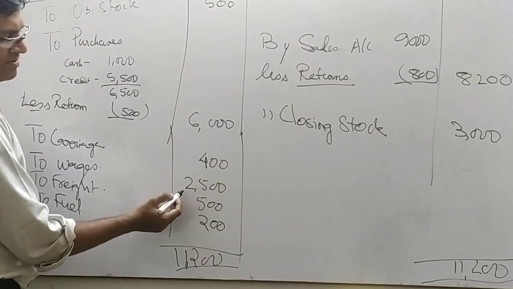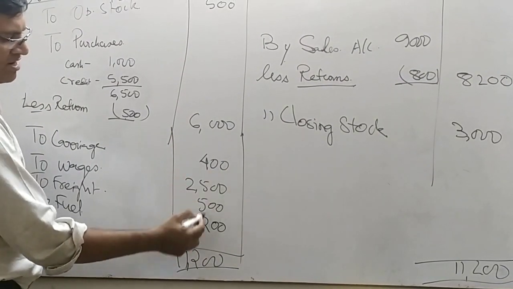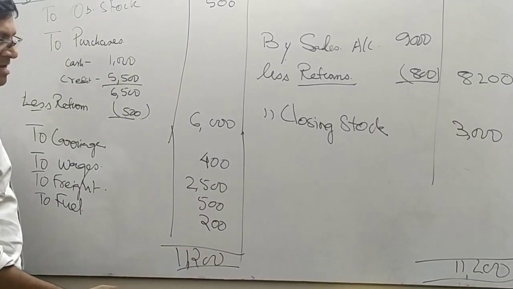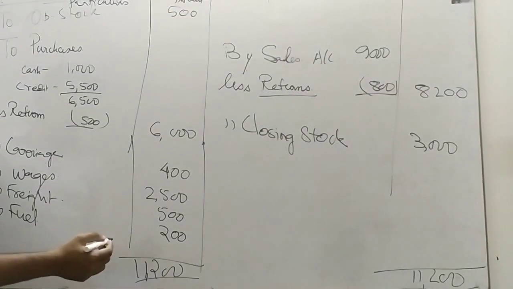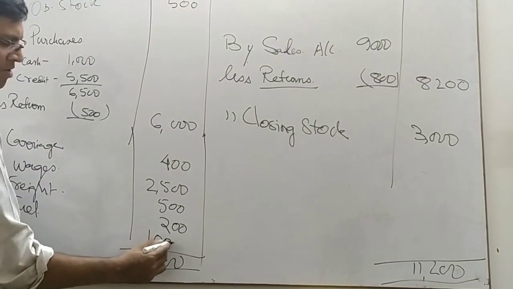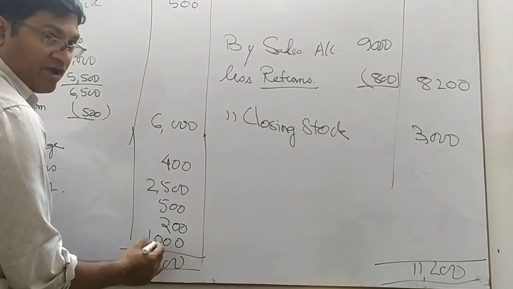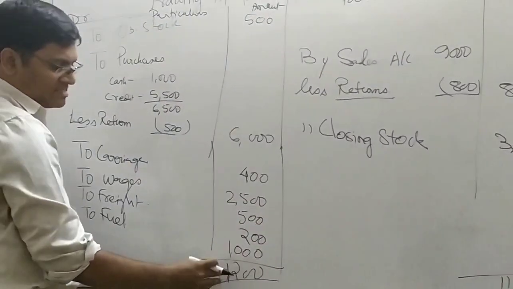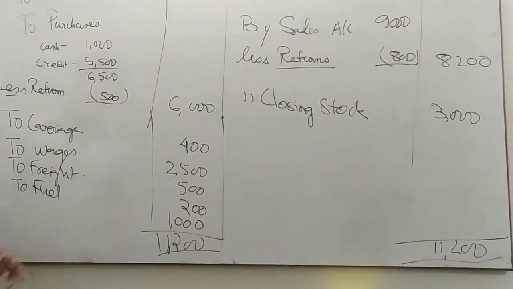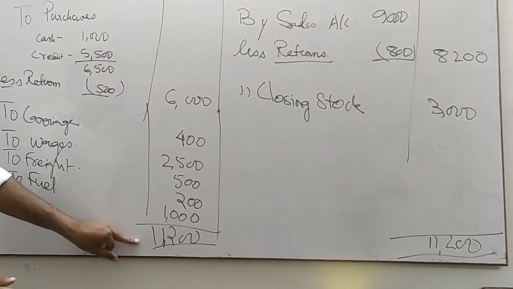6,000 plus 400 plus 2, that is 9,700. 9,700 and 500 over here, so 10,200. 1,000 is the balancing figure. We added the credit side and subtracted all this. We got 1,000. You may simply add and then subtract from the total.